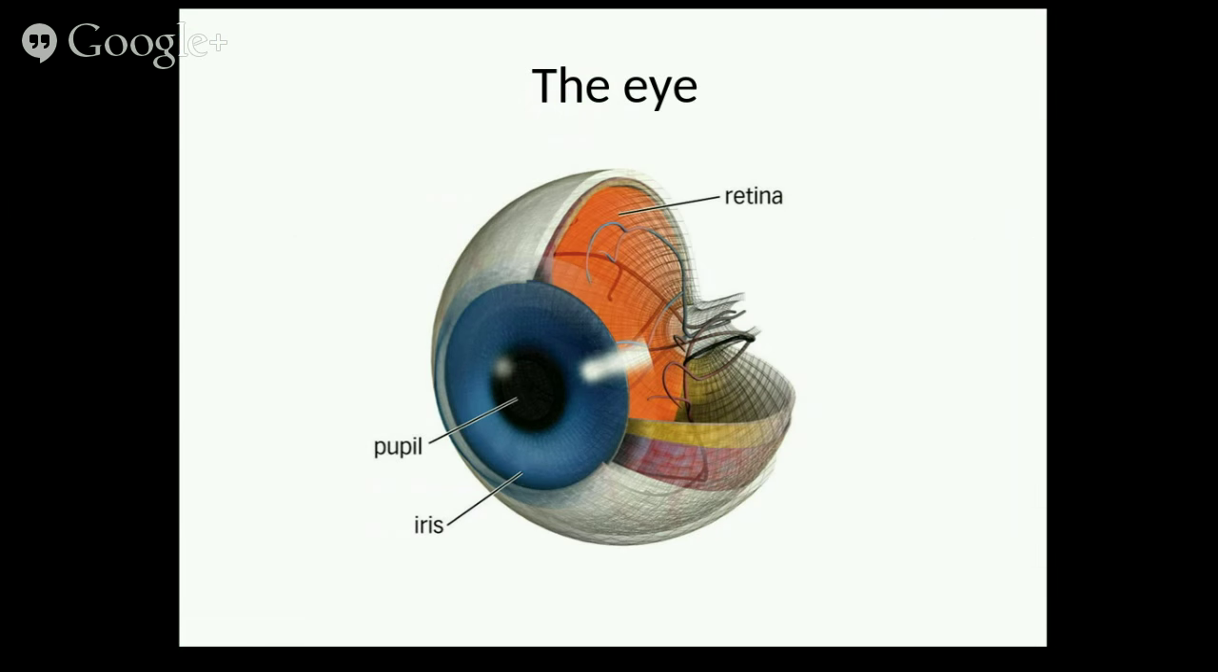Okay, so that's it about diseases. Like I said, there's a lot of key words in there. And there's quite a few in this part as well, the eye. And there are certain parts you need to know about.